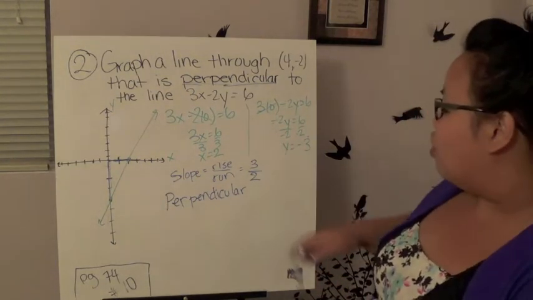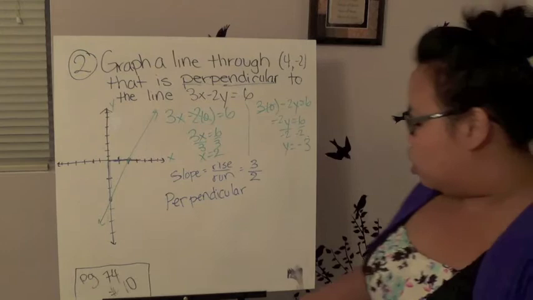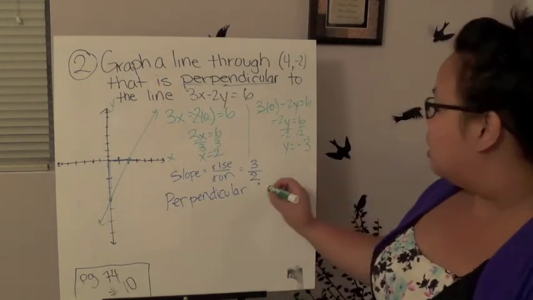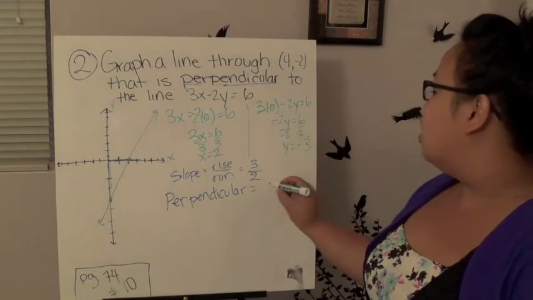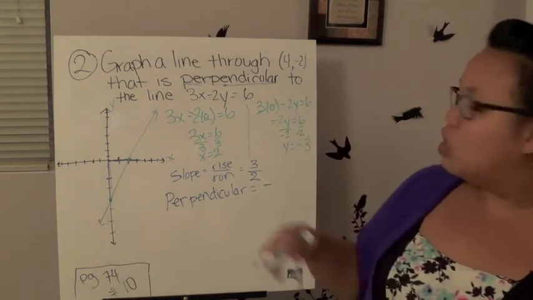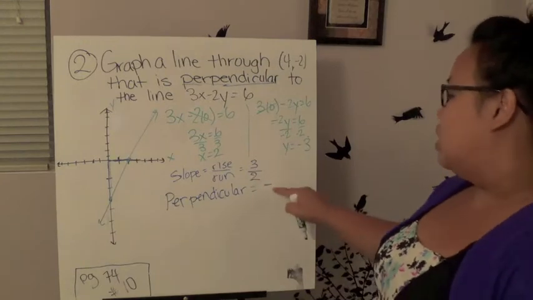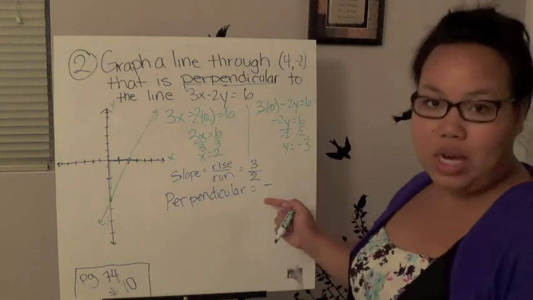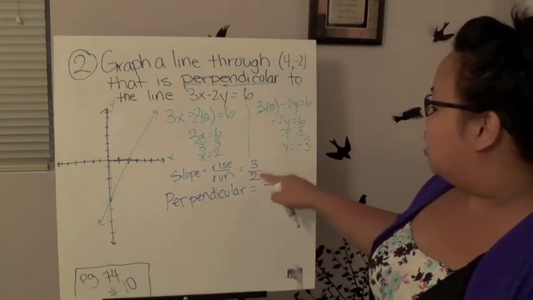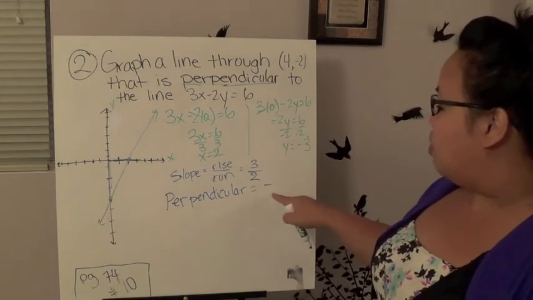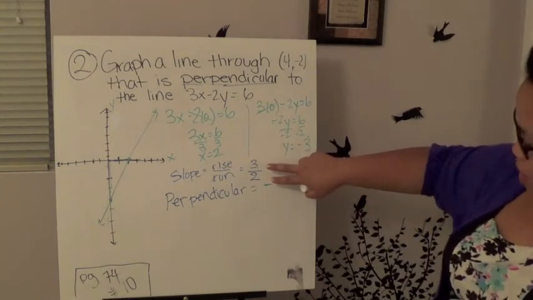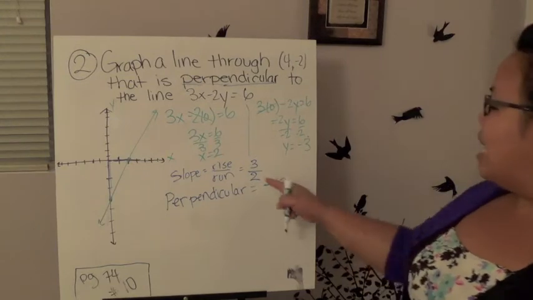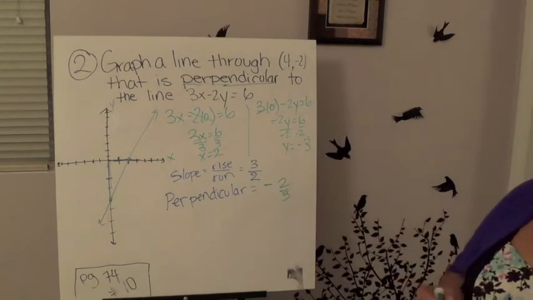So if I have 3 over 2, I have to do the opposite reciprocal and change the sign. Since this is positive, my perpendicular one is going to be negative. If this is negative, then the perpendicular slope would be positive. So this is positive, we're going to have a negative perpendicular slope, and then I take the fraction and just flip it. So negative 2 over 3.